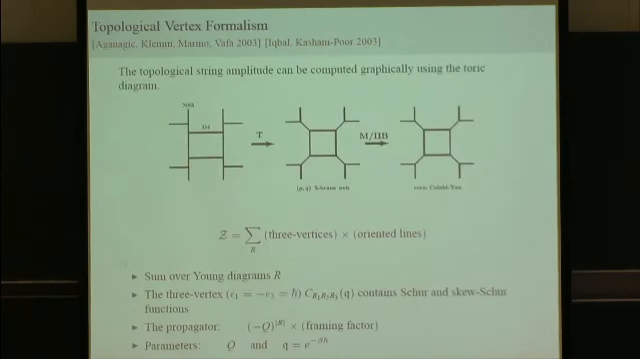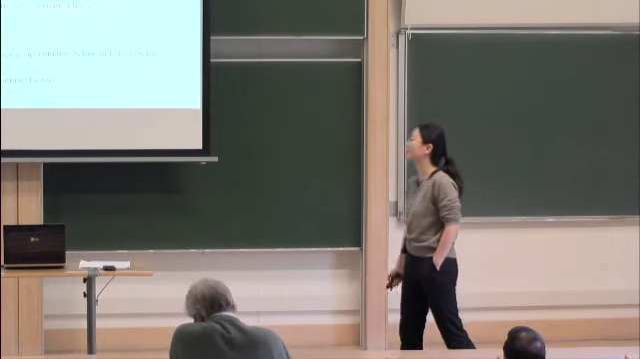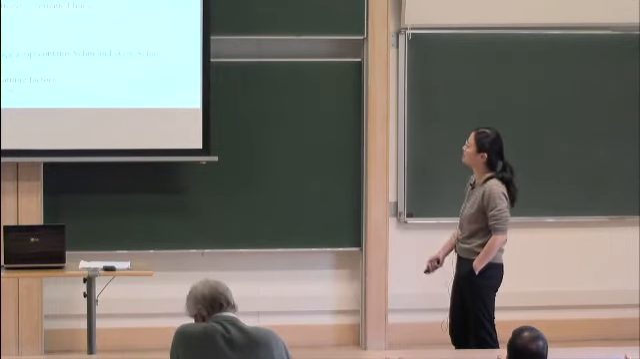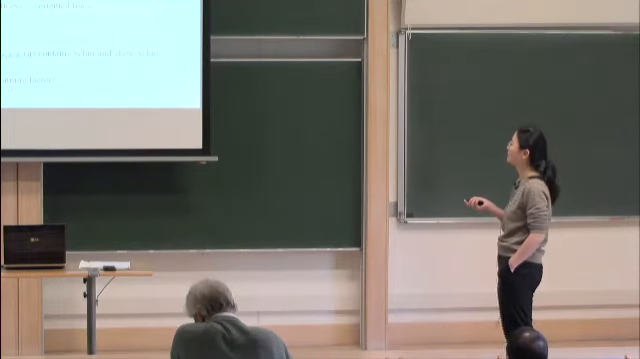In this case, I will just concentrate on the usual topological vertex by restricting to this subset. You could do general epsilon 1 and epsilon 2 by using something called the refined topological vertex, but the computations are much harder, let's say.